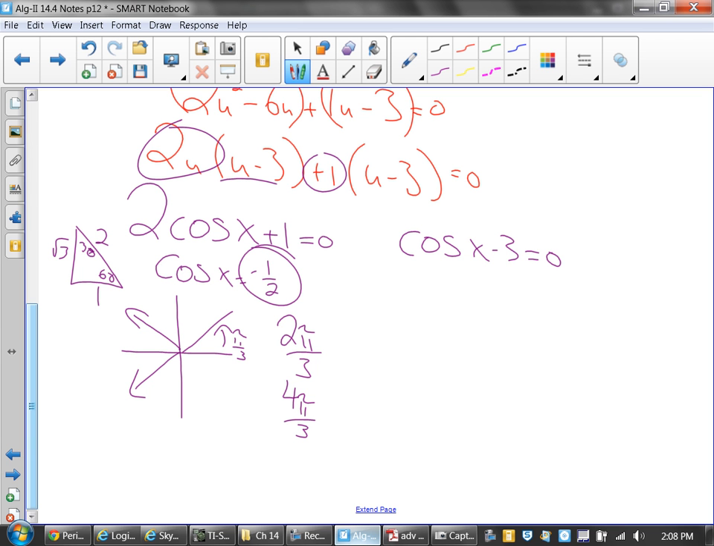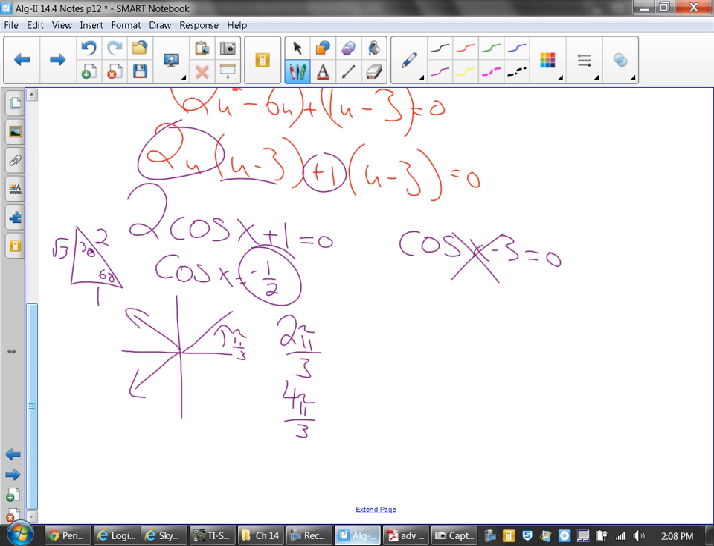And then on the other one, I have cosine of x equal to 3. Does that ever occur? No. So there's no solution on that side. That happens from time to time. Again, you don't need a calculator for any of this. It will be all non-calculator.